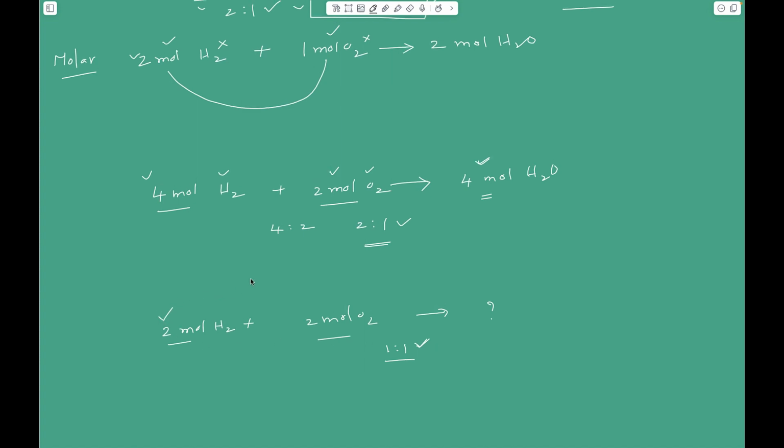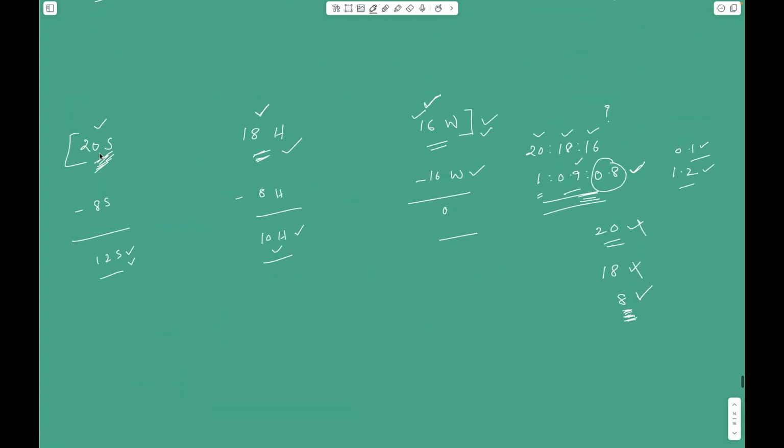Is this similar to this example where we had 20 saddles, 18 handlebars and only 16 wheels? I think so.